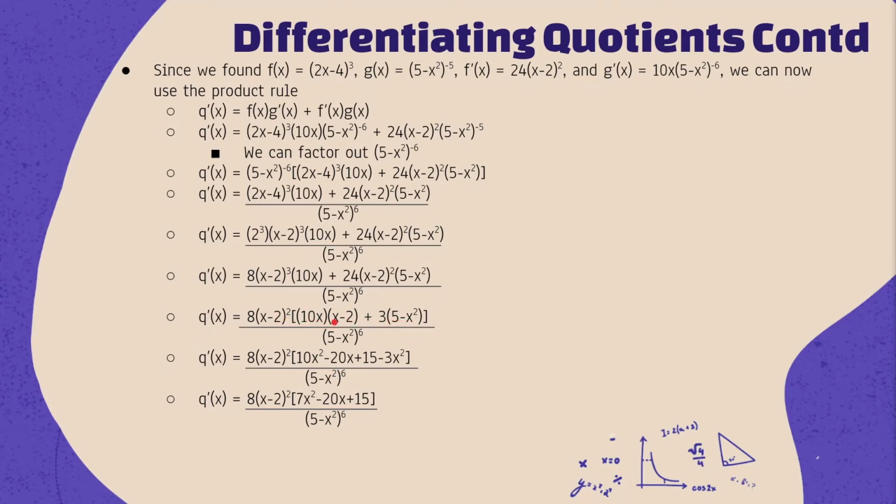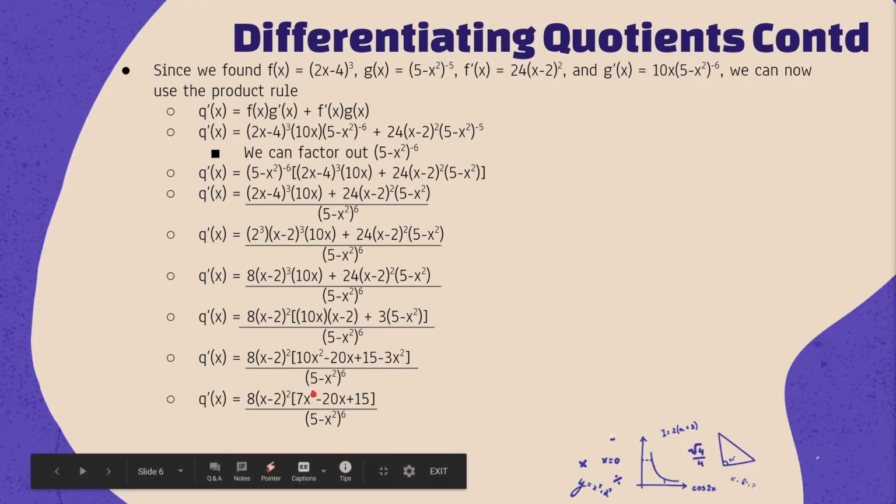This one is super simple, right? 10x times x minus 2 is 10x squared minus 20x. Similarly, 3 times 5 is 15, and 3 times negative x squared is negative 3x squared. Collecting like terms in this expression, we can actually get 7x squared minus 20x plus 15, which would get us our final answer for the derivative of q.